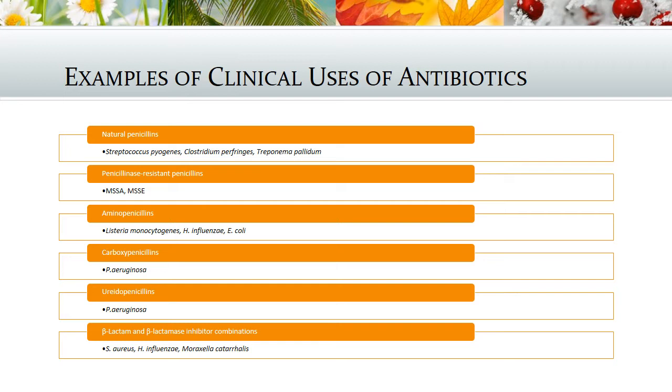Aminopenicillins. Aminopenicillins were the first penicillin class developed that were considered clinically active against gram-negative bacteria like E. coli and H. influenzae. Ampicillin and amoxicillin are primary antibiotics in this class.